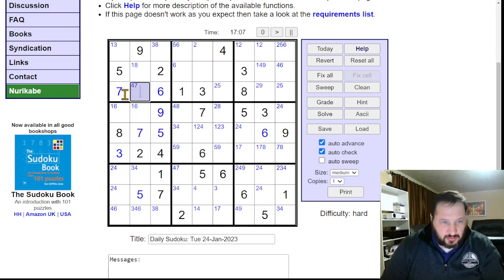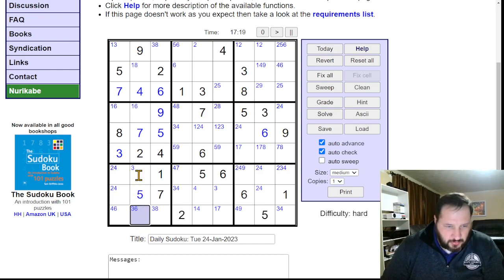Okay, so that means this one has to be a 7, which means this one has to be a 4. Now I need to clean up my 4's. 4 and a 4. Clean up those pencil marks there. Now we haven't finished marking them, so I can't automatically grab this guy and go with it because we're not ready for it just yet.